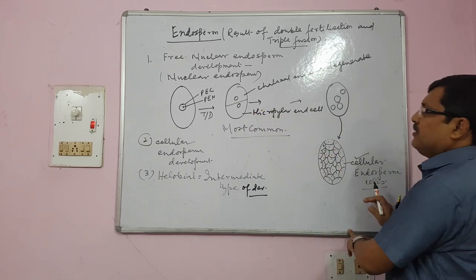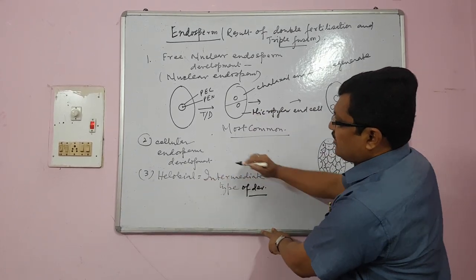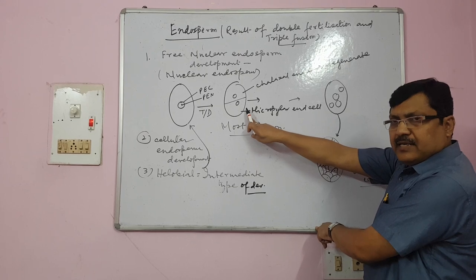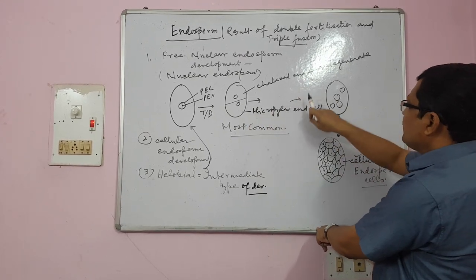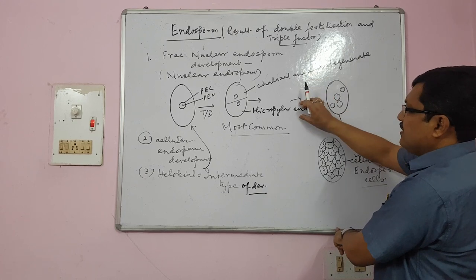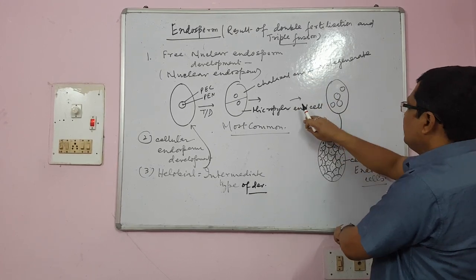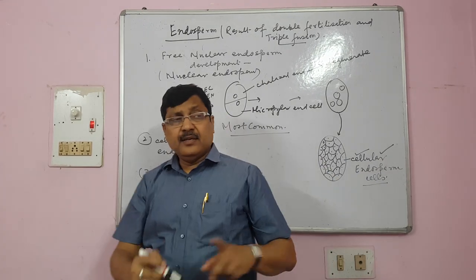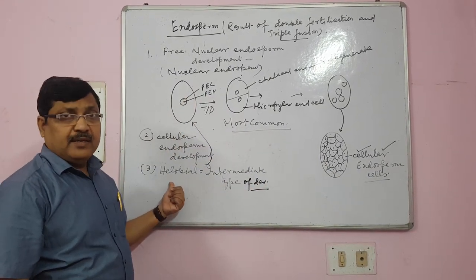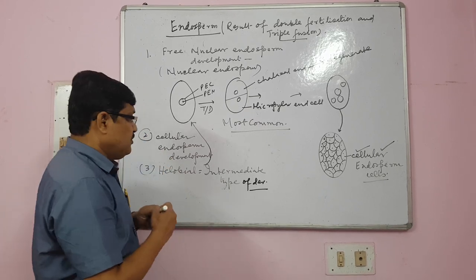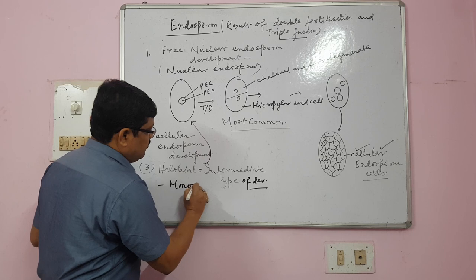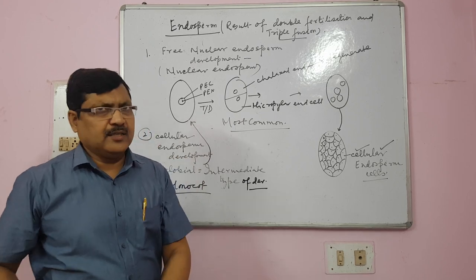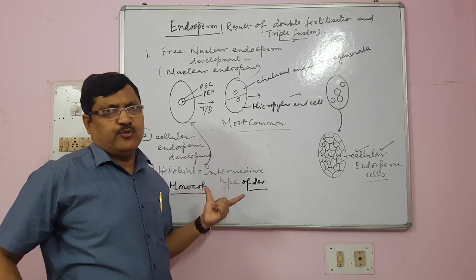In the case of halobial, from here it will form two cells. Firstly karyokinesis is followed by cytokinesis, then two cells are formed, the chalazal end cell will degenerate, and the micropylar one is slightly bigger in size. It will divide to form multicellular endosperm. This halobial type is mainly reported in monocot plants, in the order Helobiales, in which this type of condition is reported.